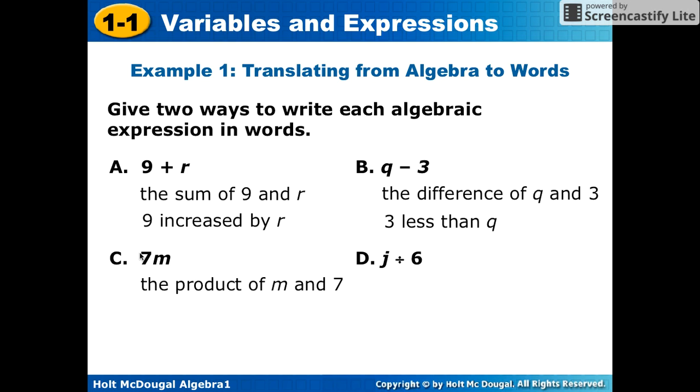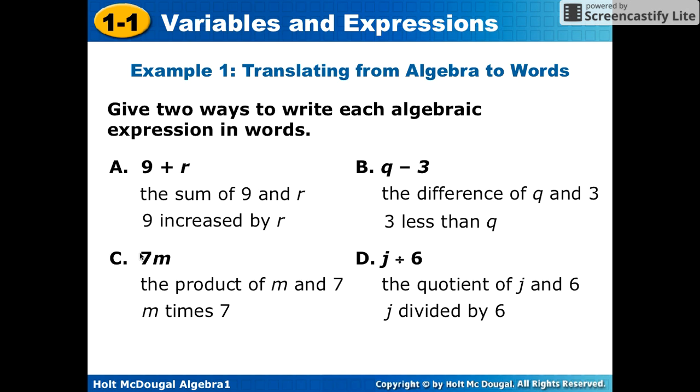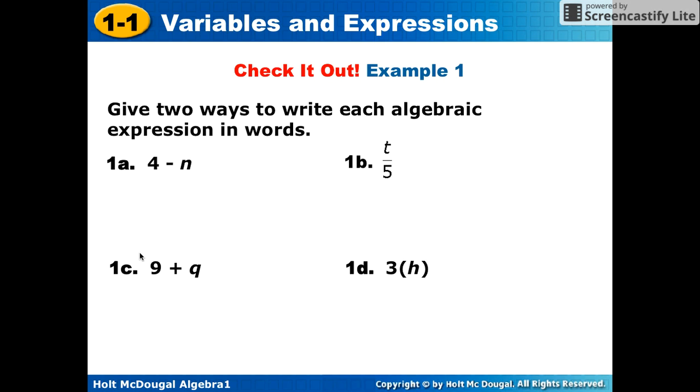7m would be the product of m and 7, m times 7. J divided by 6, we have the quotient of j and 6, or j divided by 6. Try these.